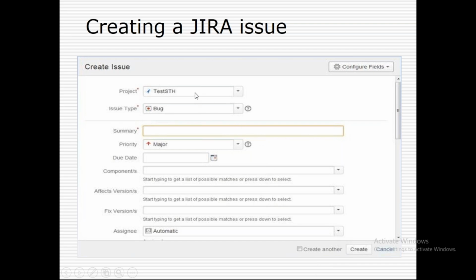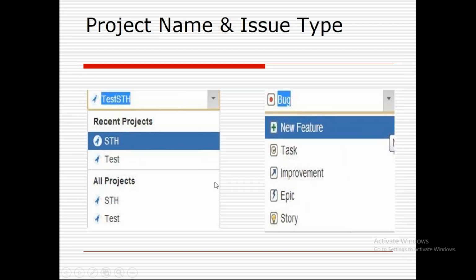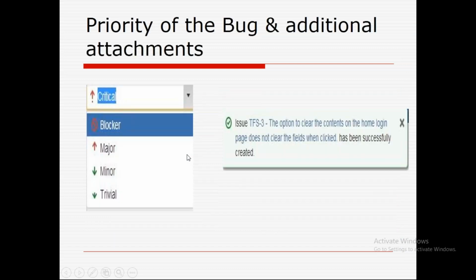If you see the projects, if you're assigned to 2 projects, under the drop down you'll see 2 projects. Assigned to one, you'll see 1 project. Issue type can be a bug, epic, story, new feature, task, or improvement. If you are assigned to multiple projects, you can see multiple projects here. Then one more important field is the priority. It can be critical, blocker, major, minor, or trivial priority.